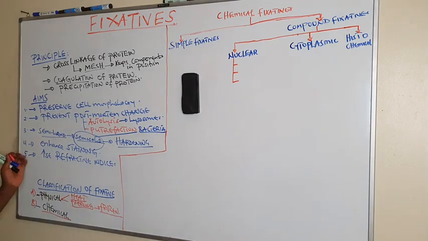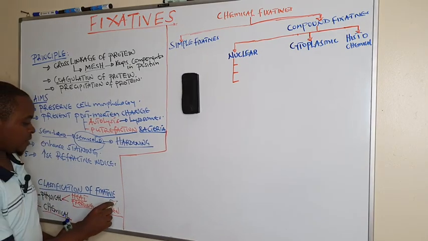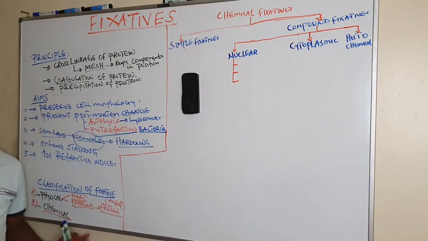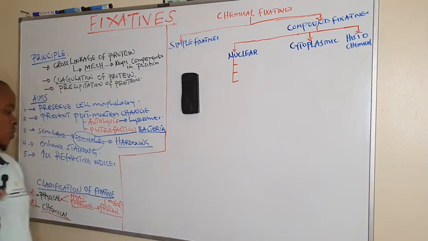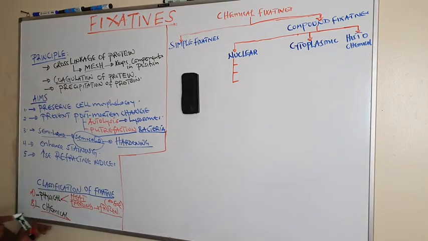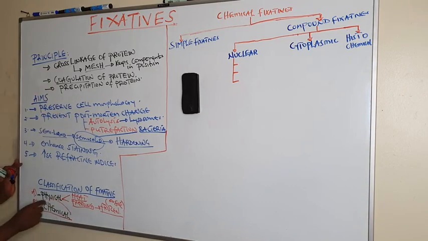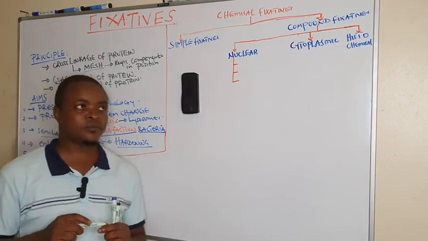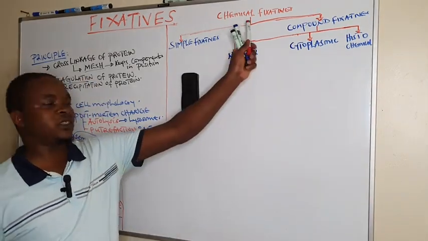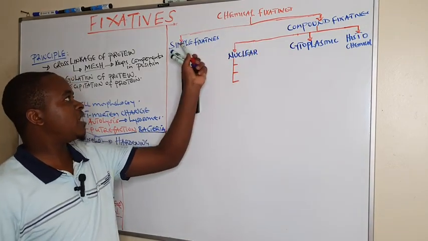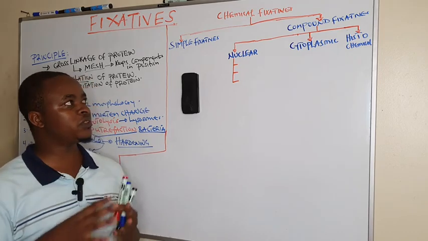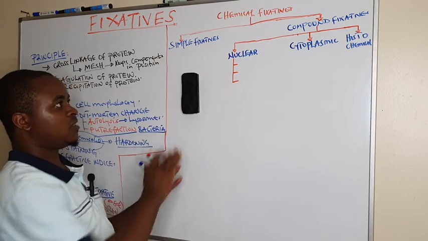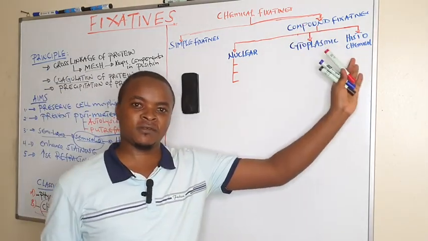Maybe freezing is the one used for frozen sectioning, whereby the tissues are frozen at negative degrees, like -80. Here we use -80 degrees for IHC, that is immunohistochemistry, and histochemistry. After this, we are going to expound more on chemical fixatives. Chemical fixatives are further classified into two: simple fixatives and compound fixatives.